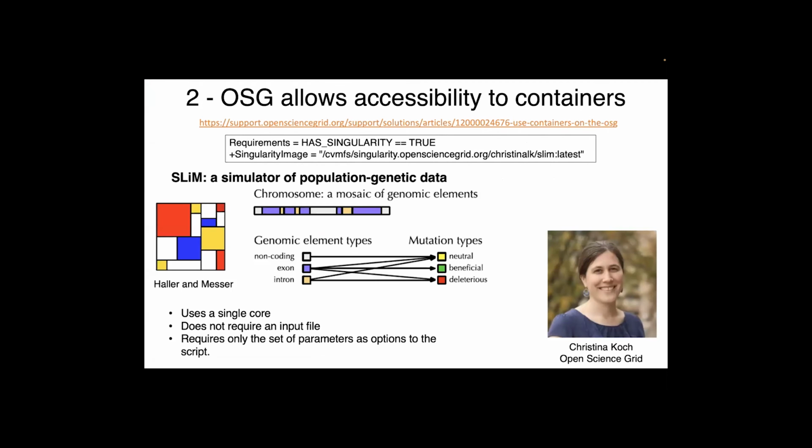The second thing that I found very useful is OSG allowing accessibility to containers. This is, of course, just a support page that's listed for OSG, and I use a container for the one software that I use, which is SLiM. SLiM is a really great simulator for population genetic data, where it doesn't really require any input files or anything. It just requires parameters as arguments, and it performs the simulations and sends out an output file. So it's a really convenient simulator for doing these things.